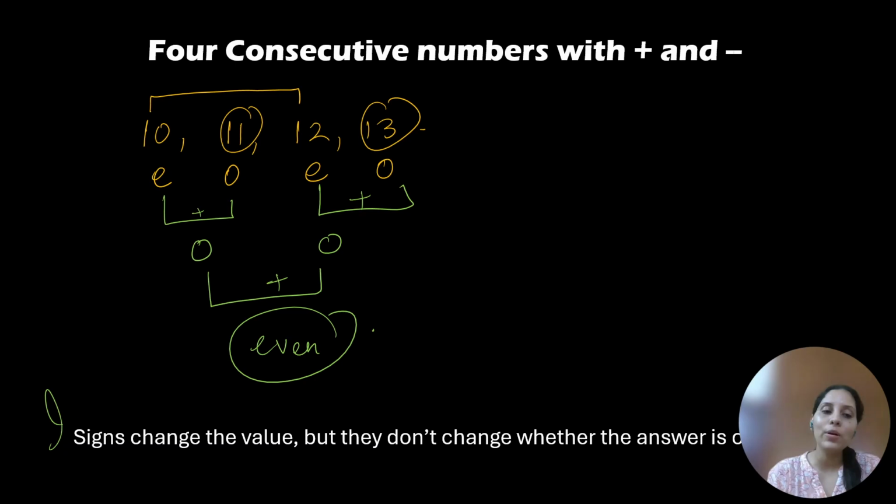Now this is important. Sign changes the value. When you add something, subtract something, sign definitely gives you a different value. But it doesn't change the parity. The end result will always be even. The parity doesn't change even if you change the signs.